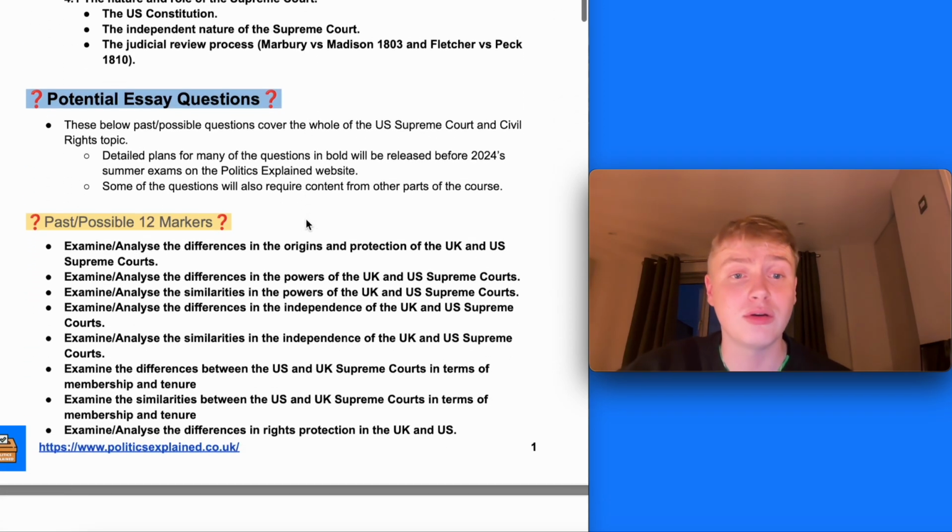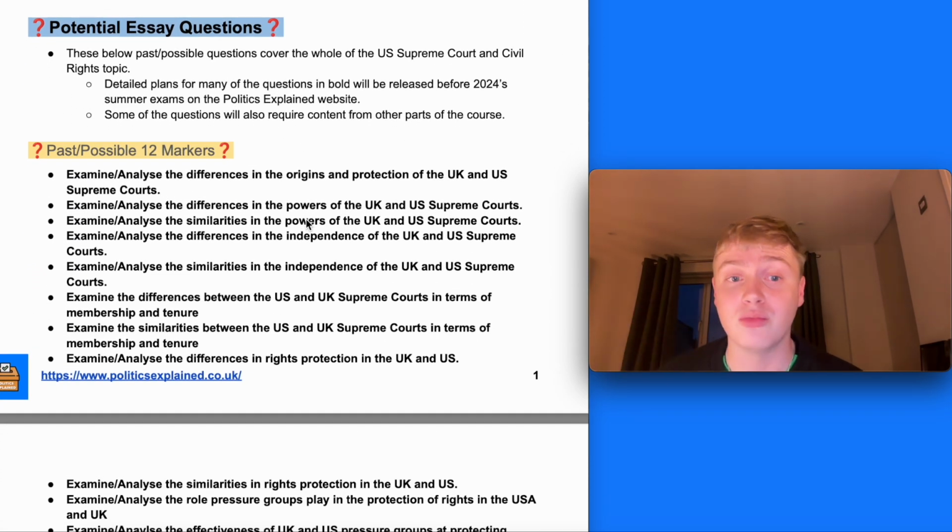In terms of questions this is going to be really useful for, it will definitely be useful in terms of questions comparing, so 12 markers comparing the US and UK Supreme Courts in terms of their powers, their origins and protections, their independence, etc.